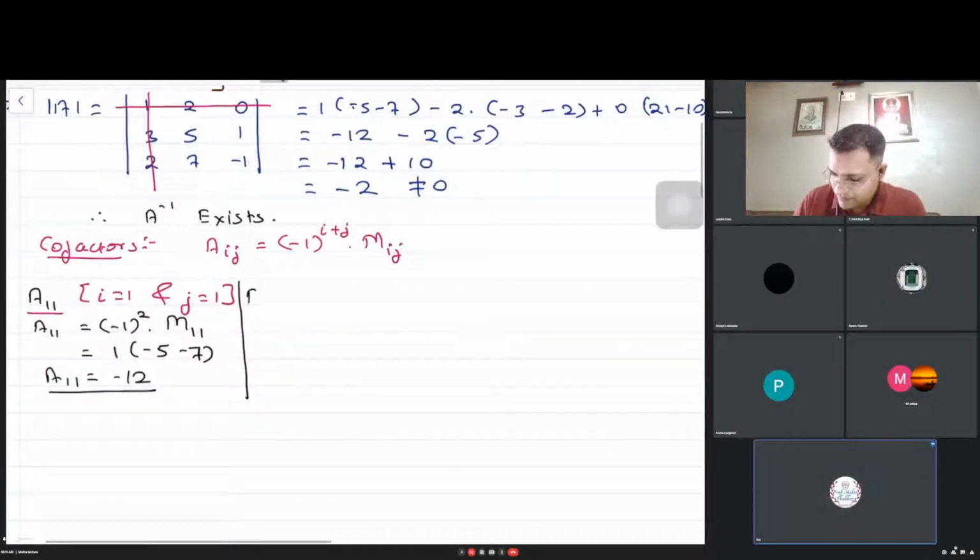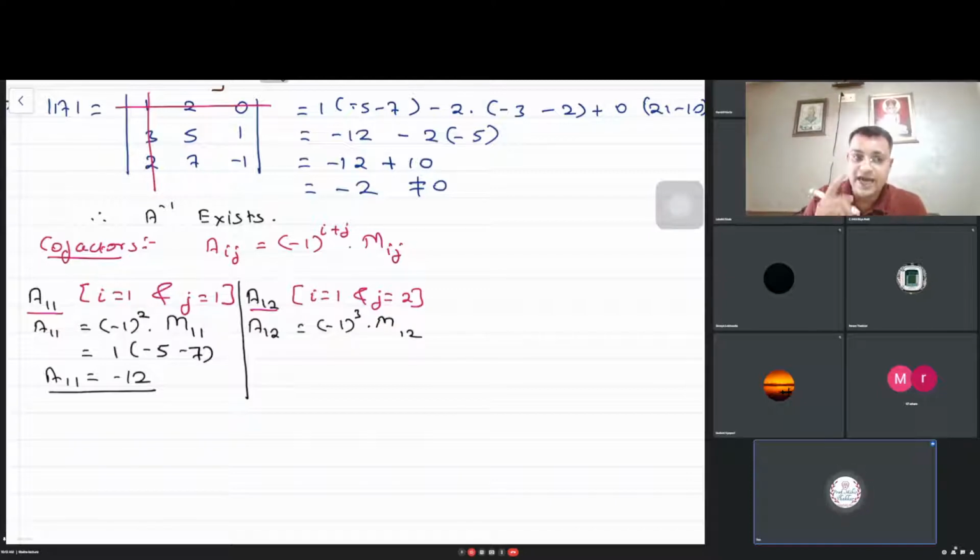If you have A12, so in the bracket, I will write i is 1 and j is 2. So therefore, I will get A12 is minus 1 to the power 3 into M12. Now i is 1, j is 2, so I have to cover the first row but the second column. So when I cover this, I am having 3, 1, 2 and minus 1 as the 4 elements which are left for calculating the determinant.